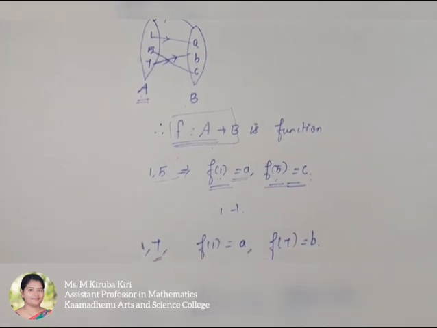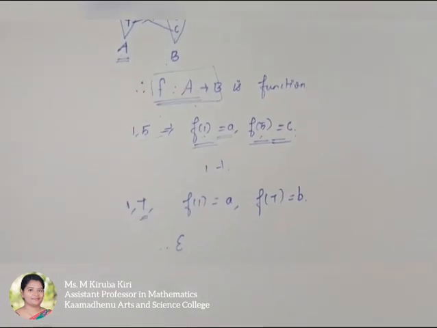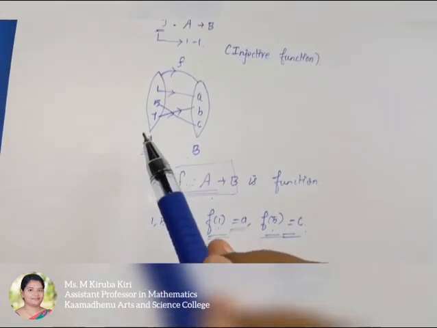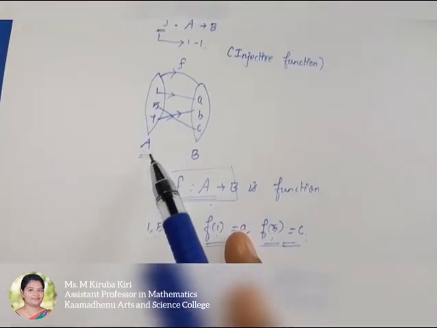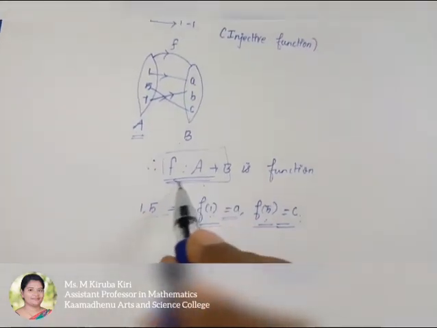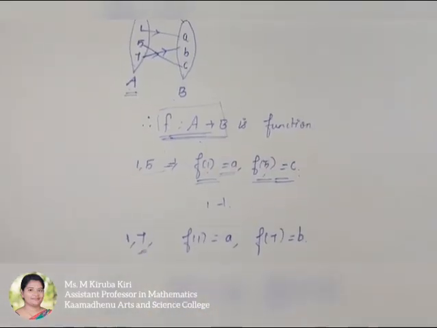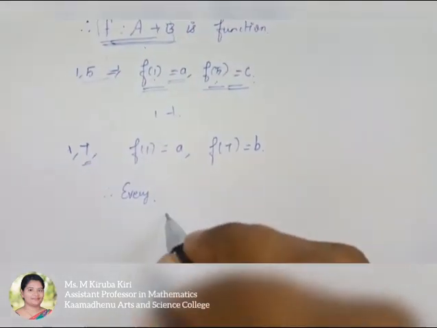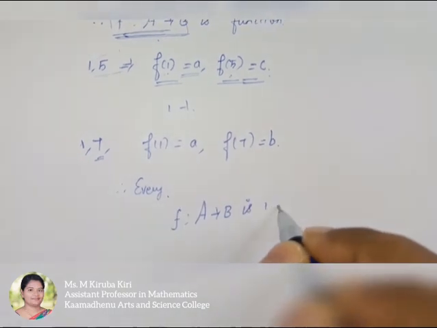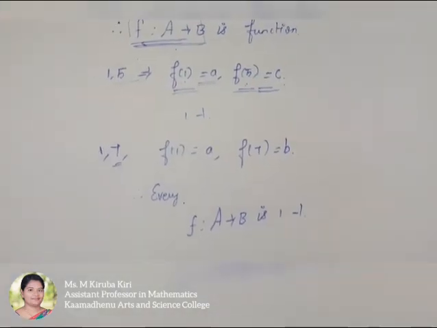Therefore every pair of elements satisfies that different elements in set A have different images in set B. Therefore the given function f from A to B is a one-to-one function.